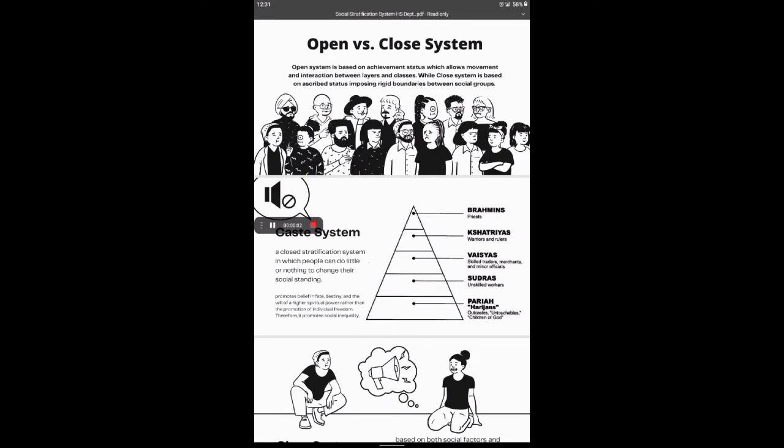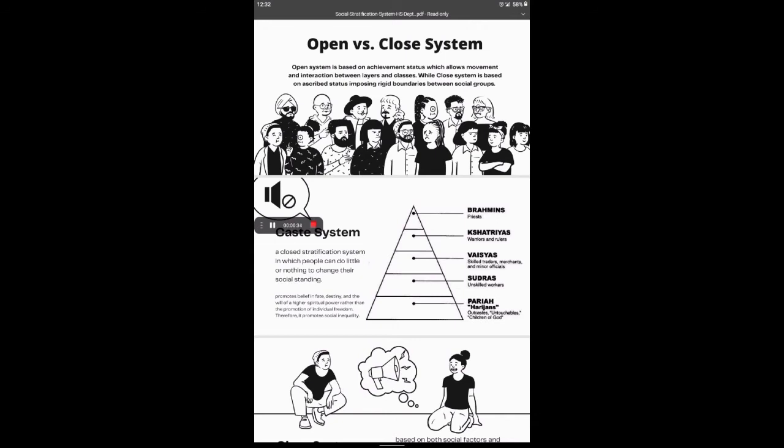However, the first system of stratification is open versus closed system. Open system is based on achievement status, which allows movement and interaction between layers and classes. From the word itself, open, this system is open for every group that creates interaction toward other groups, that there's no rigid boundaries involved. It is just based on achievement status, that whatever gender or religion you are, this system promotes equality, that all groups are equal to achieve a particular status you want to achieve.